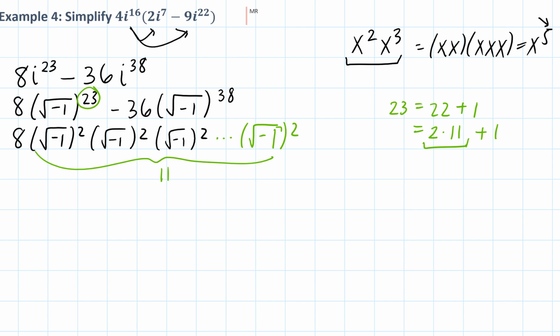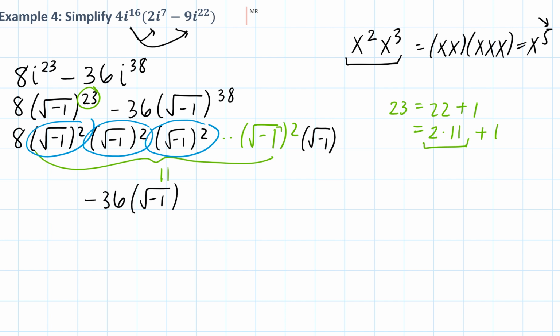I'm writing each one as though it's being squared. Here's a pair, here's a pair, here's a pair, right? We have 11 pairs and then 1 left over. That's not being paired. Okay, minus 36.